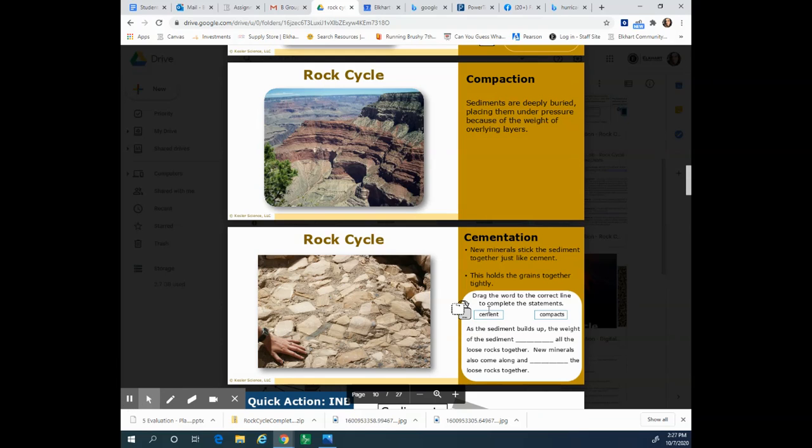So you're going to take, and I know you probably cannot see this part right here, so you're going to put number 1, number 2, and then tell me which one is number 1 and which one is number 2.